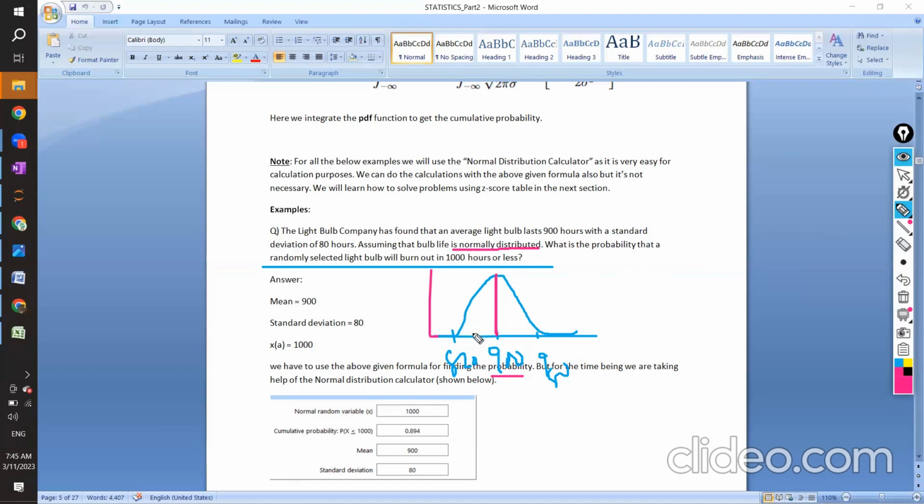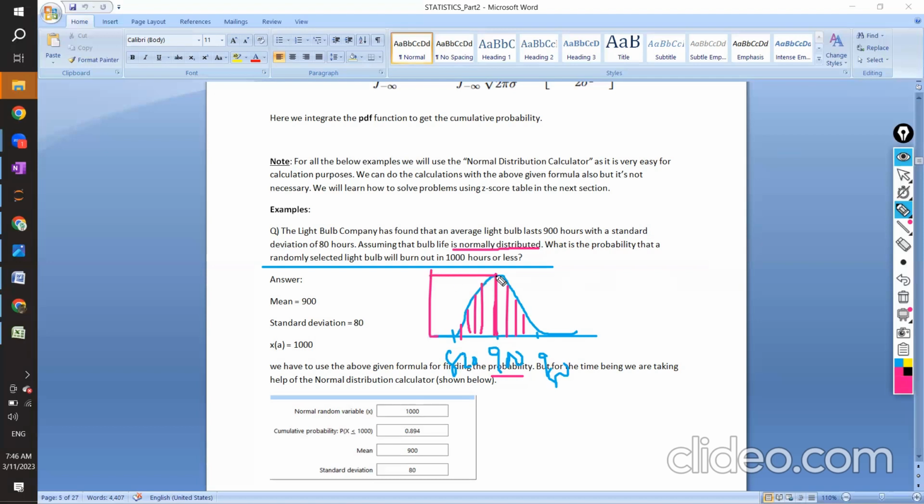Okay, but the bulbs which will burn less than 900, that means from 820 to 900, will have less probability. That means there will be few bulbs which will burn less than 900, and also there will be few bulbs which will burn greater than 900. Getting it? So that's why this will become a normal distribution. But at the mean, which is 900, you will find the maximum amount of bulbs which will burn.